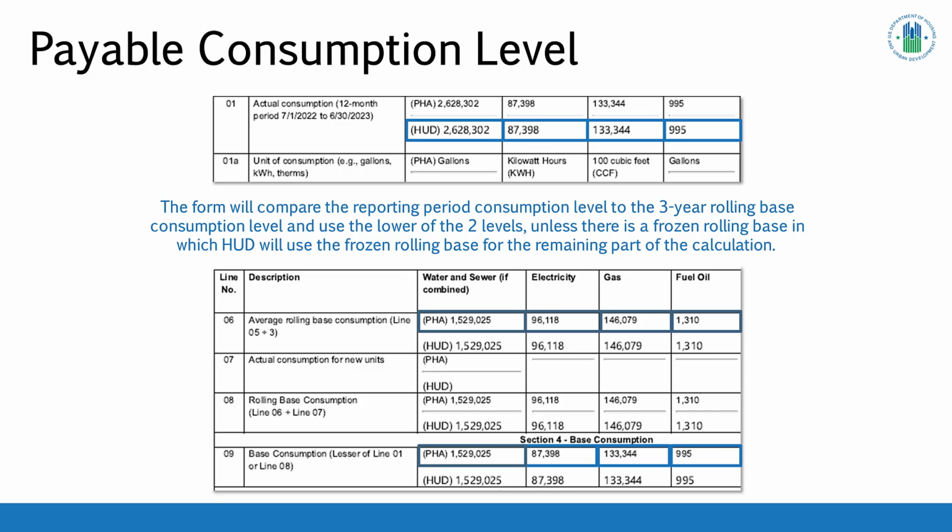And then lastly, for fuel oil, we have 995 gallons versus 1,300 gallons. HUD's only going to provide funding for 995 gallons because they're going to take the lower of the reporting period by utility type versus the 3-year rolling base and fund us on the lower of the two.